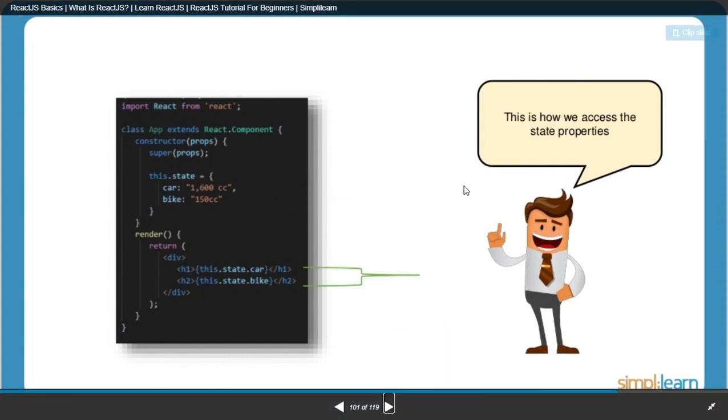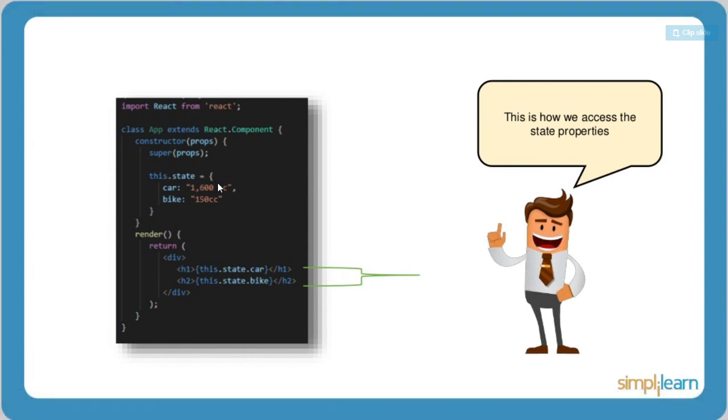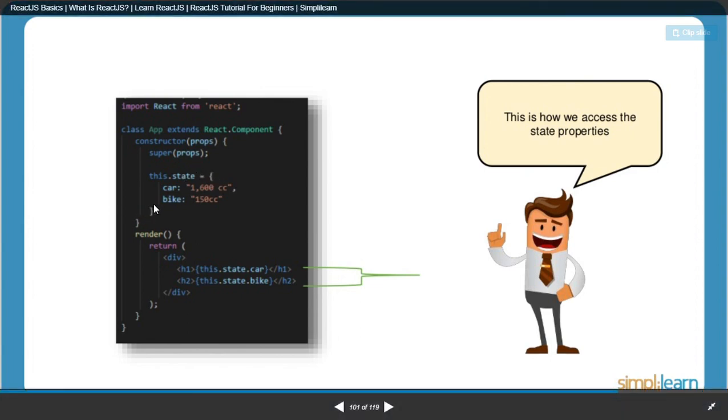Okay. So this is how we access the state properties. The state properties can be accessed by this operator. You can access the state property by using this.state.car, because the state should be created in the object format only. That object will hold the entire component's data. So here I have created a state object, and I'm just fetching the state object here to render our data values on the component UI.